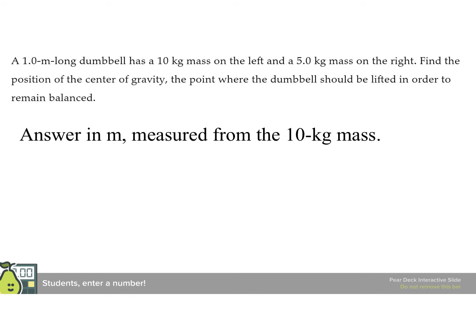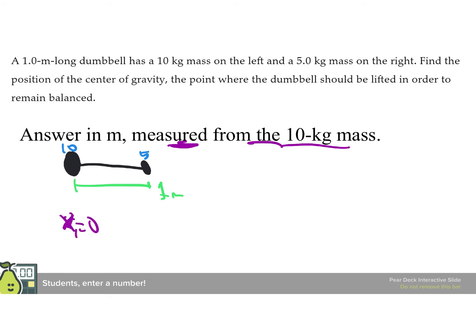So, as always in physics, let's draw our picture. This is 10, this is 5. This distance is 1 meter. They tell us answer in meters, but measured from the 10 kilogram mass. So this position is also the origin, which means this position must be 1 meter.